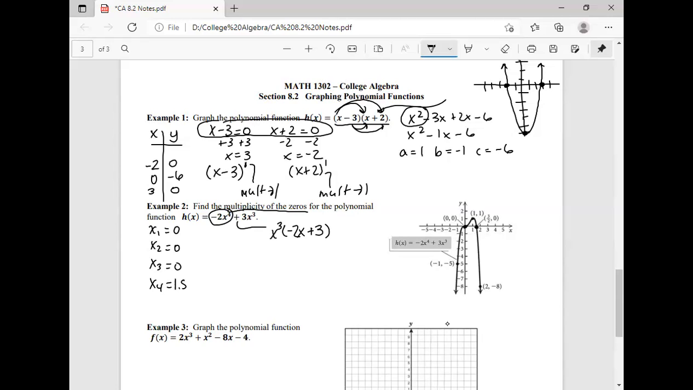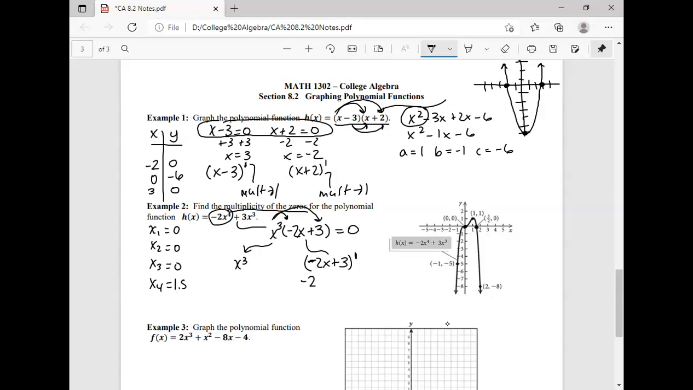Okay. So if I were to multiply this stuff back out, x to the third times -2x would give me back -2x to the fourth. X to the third times 3 would give me back +3x to the third. So that's factored. That's what I need to figure out my multiplicity. So really, I've got two things with an x in them. I've got x to the third, and I've got -2x plus 3. Well, this is the easiest one to figure out because it's just raised to the first power.